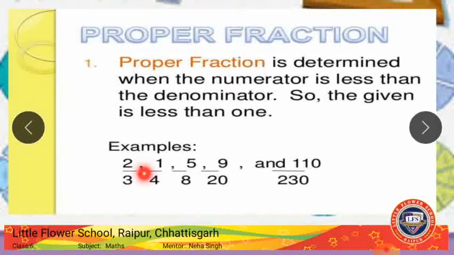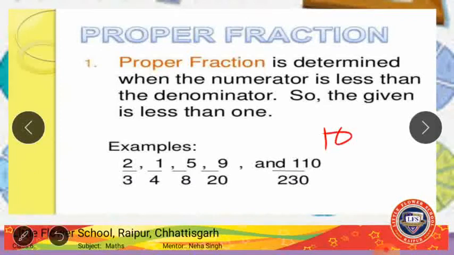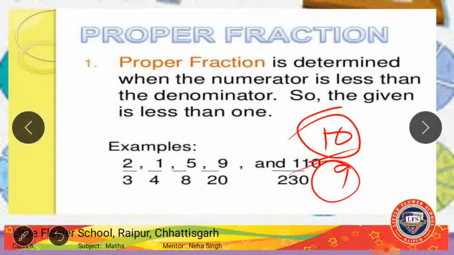Okay, see, 2 by 3, 2 is smaller than 3, so yes, this is a proper fraction. 1 by 4, 1 is smaller than 4, yes, it is a proper fraction, right? All these given are proper fractions. Now if I take the number 10 upon 9, is it a proper fraction? No. Why? Because numerator is greater than the denominator.